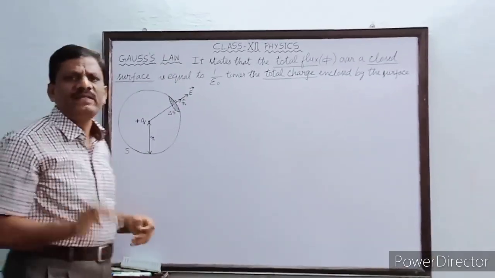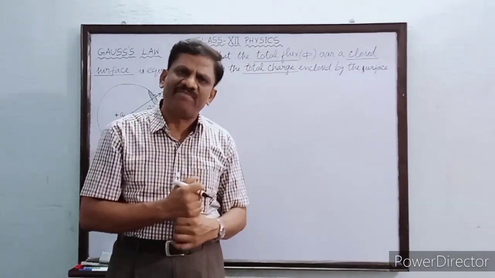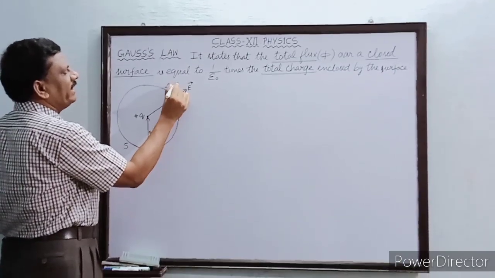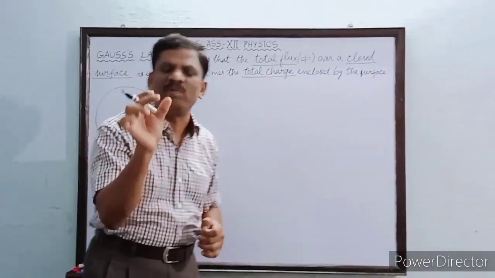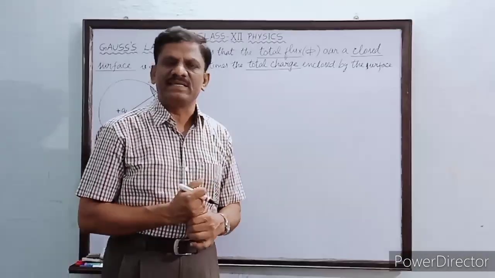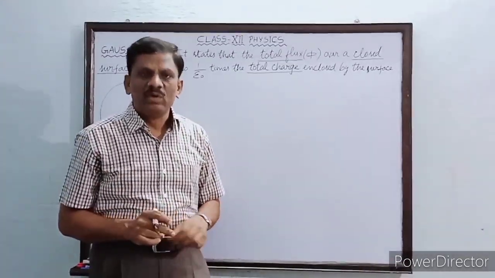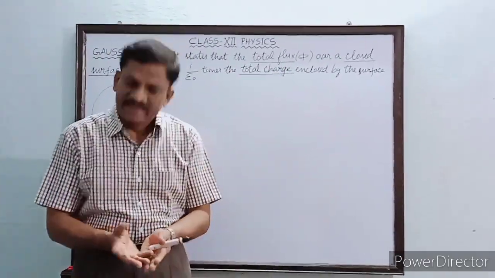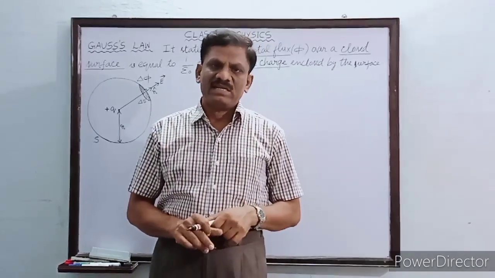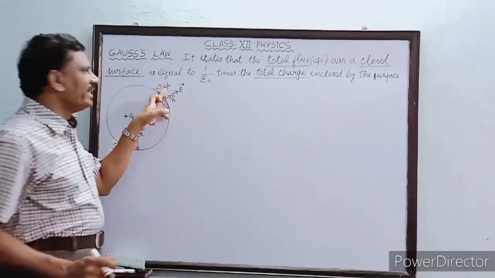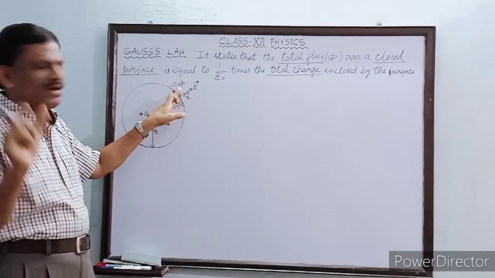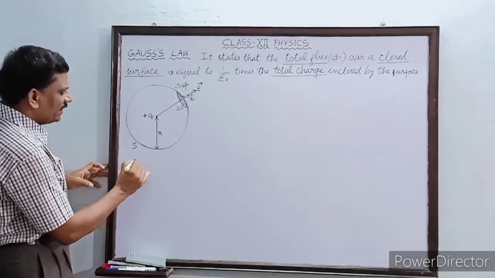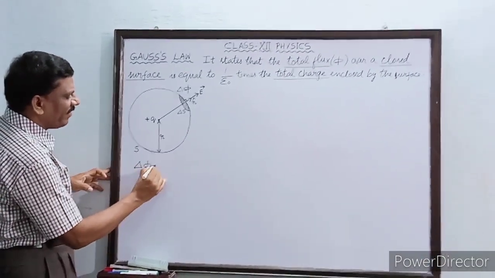So, through this small area delta S, only a small flux delta phi must penetrate. So, I will take here delta phi. Delta phi is the very small elementary flux passing through the elementary area delta S. Finally, what we have to do is add the flux passing through each and every small elementary area throughout the entire sphere and find the total flux. So, mathematically, this elementary flux delta phi must be equal to what?